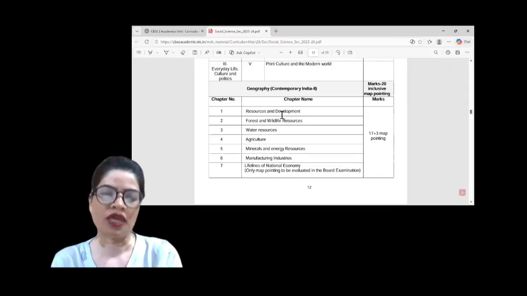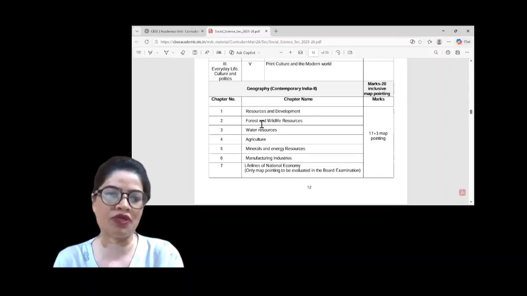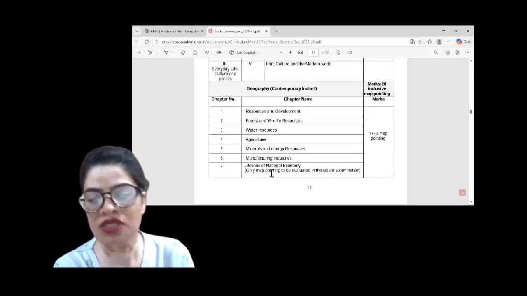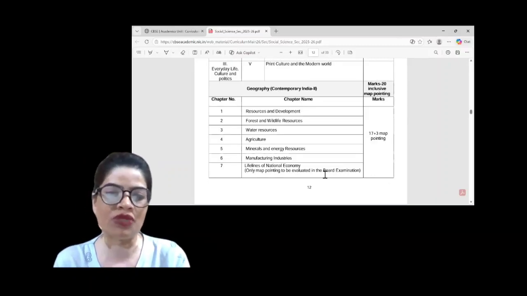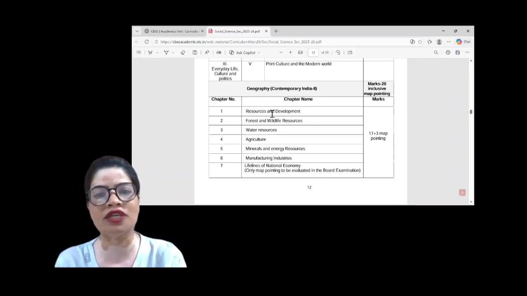Then comes geography. In geography, you have seven chapters, in which the last chapter will only be assessed with map pointing. Map pointing is given separately, and we'll see that. The chapters there begin with resources and development. You've learned it in 8th class.